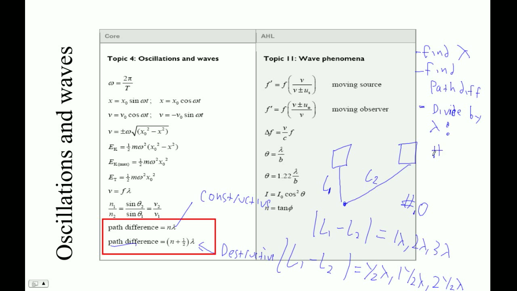If it's some number 0.0 or close to that, then it's constructive. If it's some number 0.5 or close to that, then it's destructive, right? So if it's 0.0, 1.0, 2.0, 3.0, 72.0, it's constructive. If it's half, 0.5, 1.5, 2.5, 3.5, 72.5, it's destructive. So that's how you do these problems.